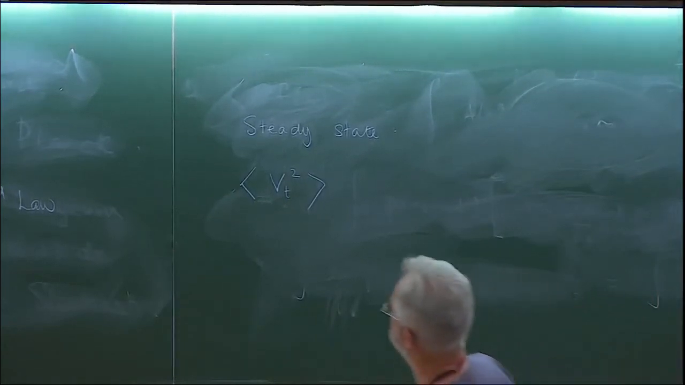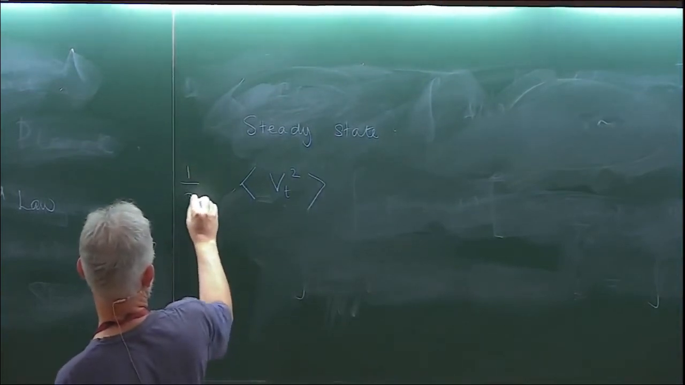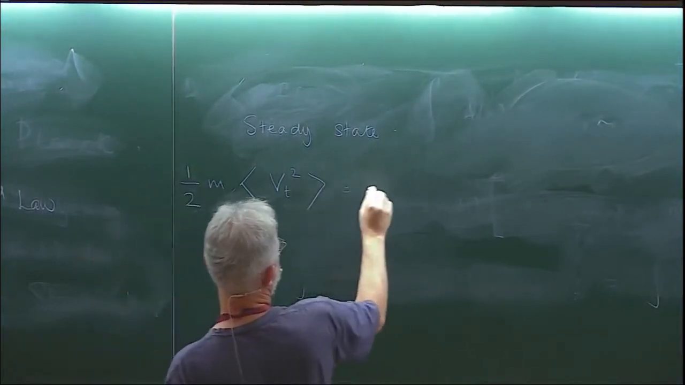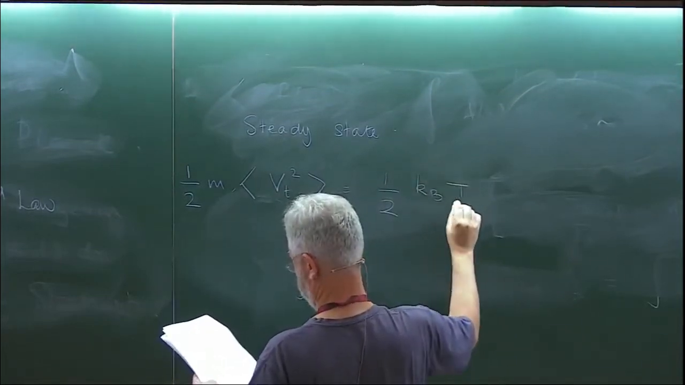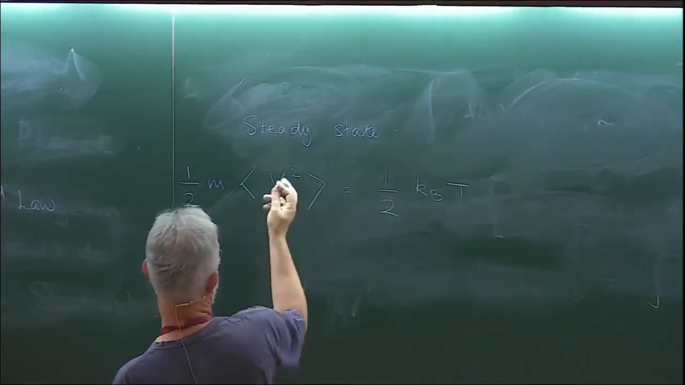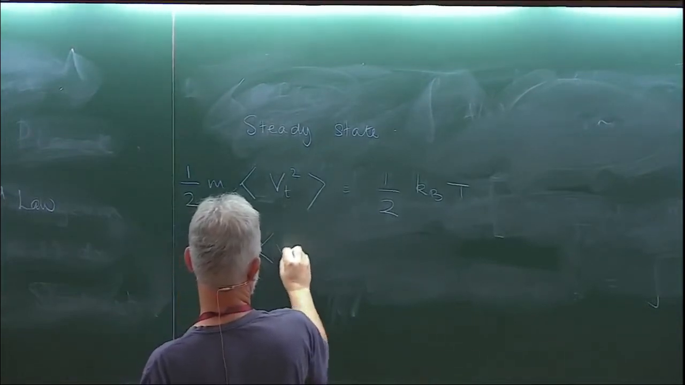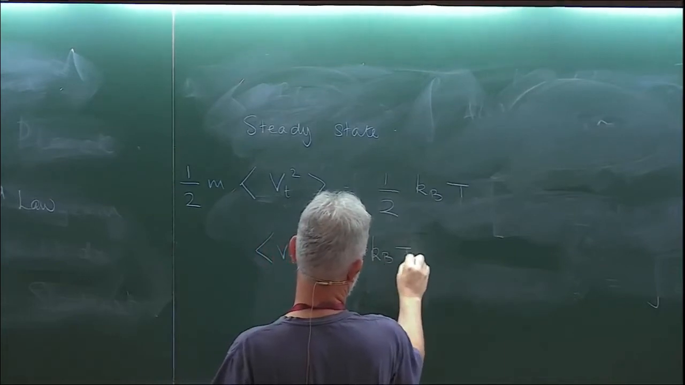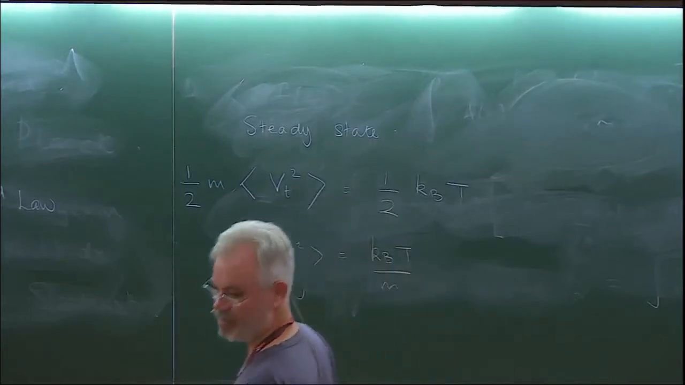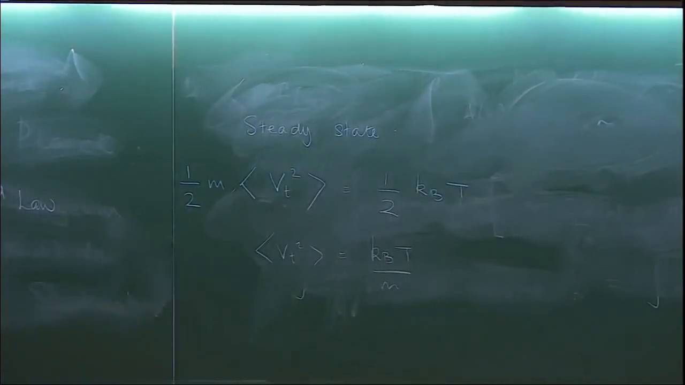That's right. So what you do is if you multiply by a half m here, we know that's equal to half k_B T. Okay. Now let me see. So basically we find that V_t squared is equal to k_B T over m, right? So this tells us something about what we have to do.